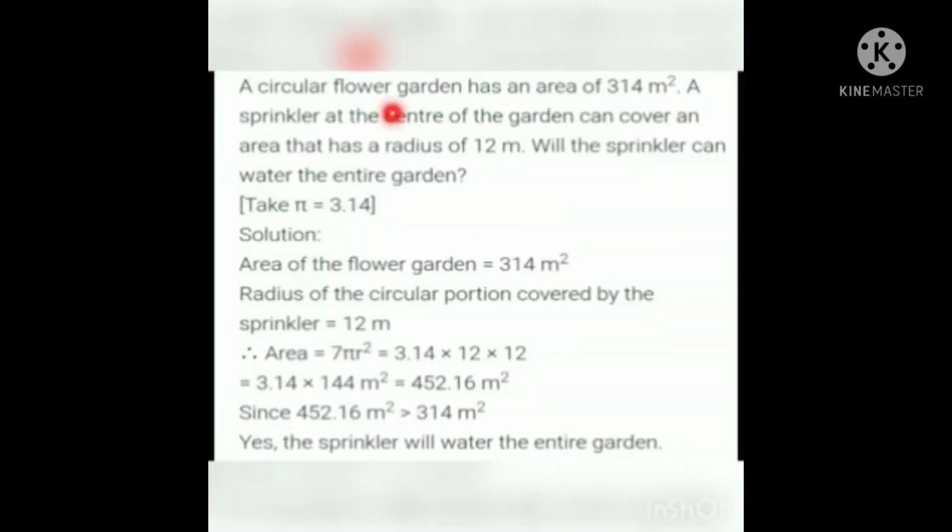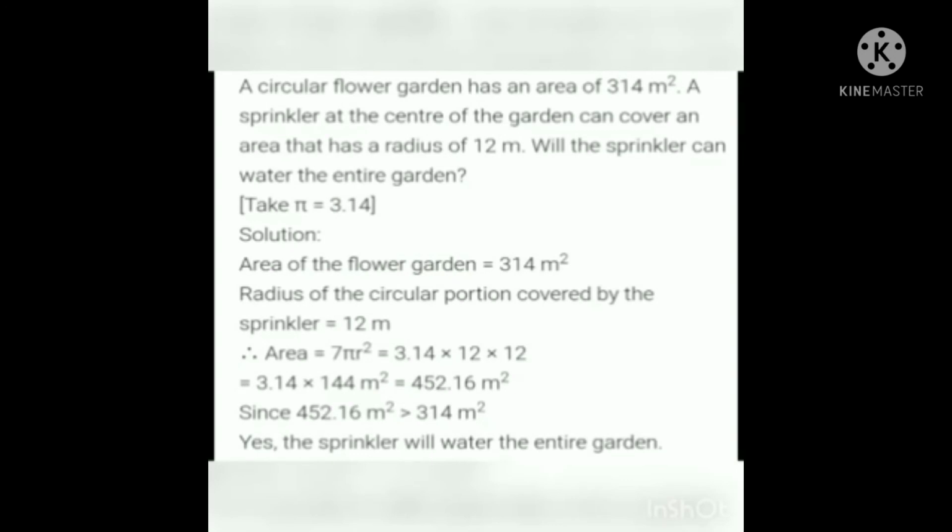A circular flower bed has an area of 314 meters square. A sprinkler at the center of the garden can cover an area that has a radius of 12 meters. Can the sprinkler water the entire garden? So what is the question here? A circular flower garden, so the garden is in the shape of a circle. Picturize it in your mind. In the middle of the garden there is a sprinkler. You know what a sprinkler is? It is used for watering. It rotates and waters, so its water moves to every portion.